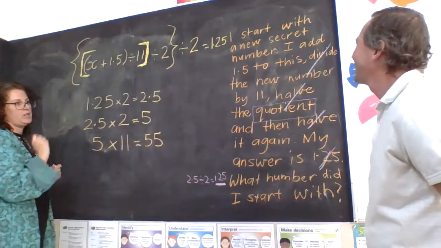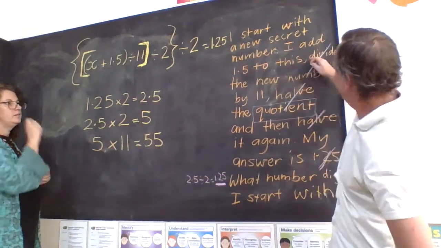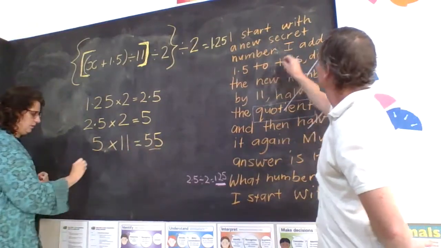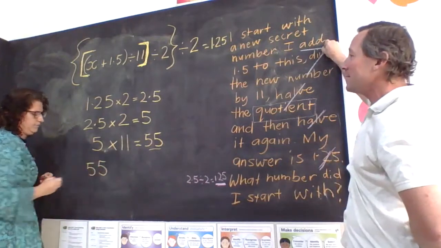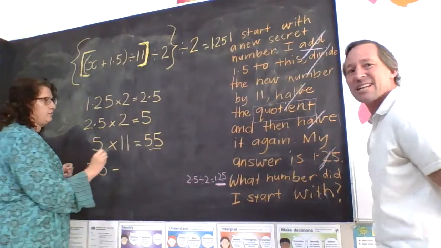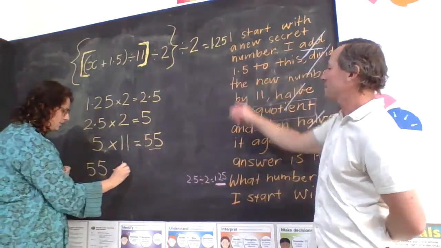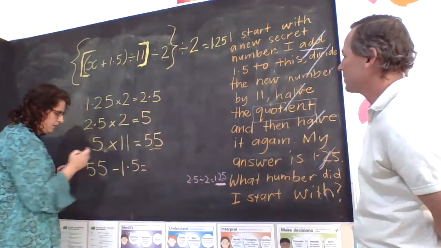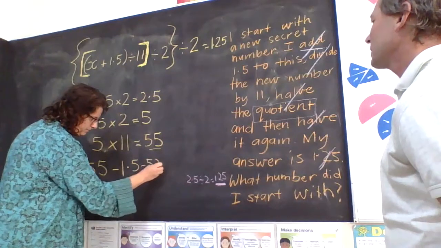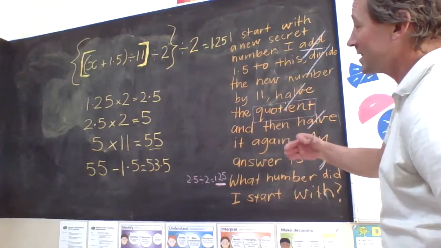So now what can we cross off? Divided the new number, done. Multiplied it. The next part coming back to here, it says I add 1.5 to this. So the opposite to add would be subtract. I added 1.5 to the original number, so I subtract 1.5 from this number. 55 take 1 is 54, take 0.5. So that supposedly is the answer.